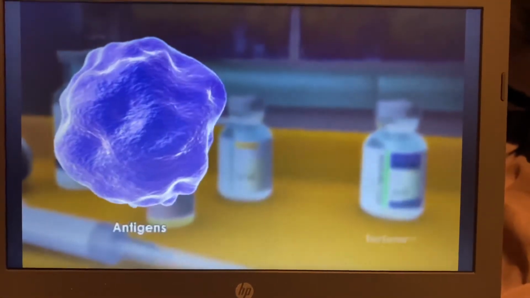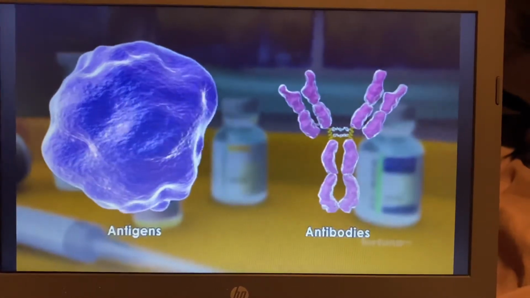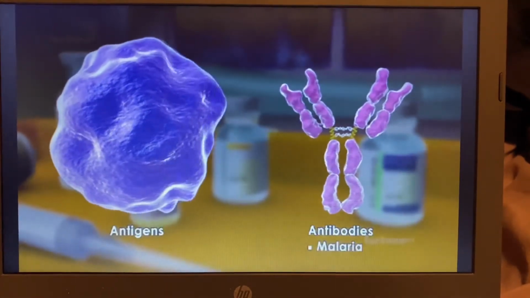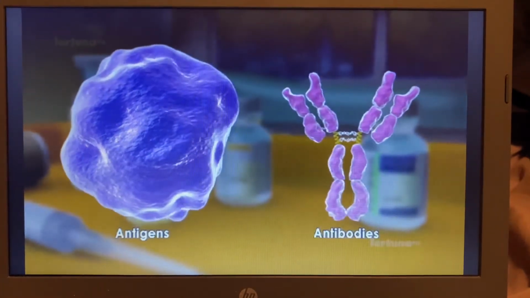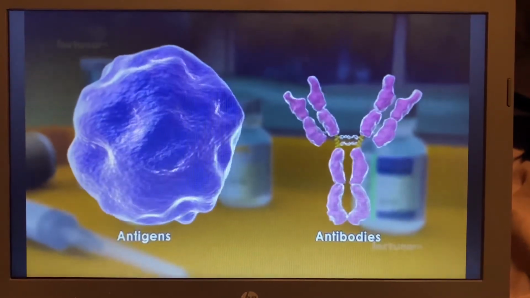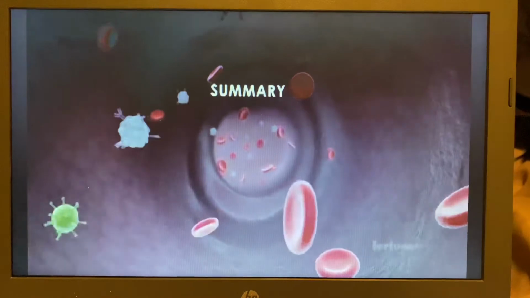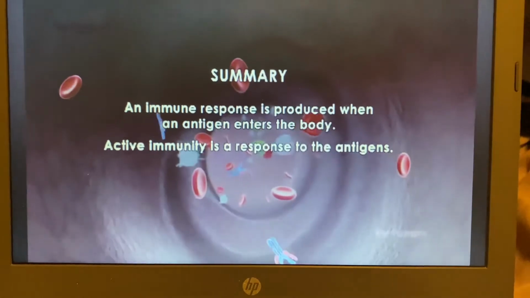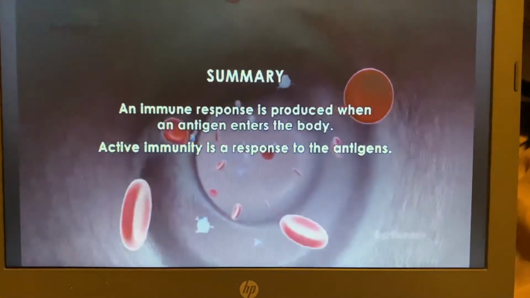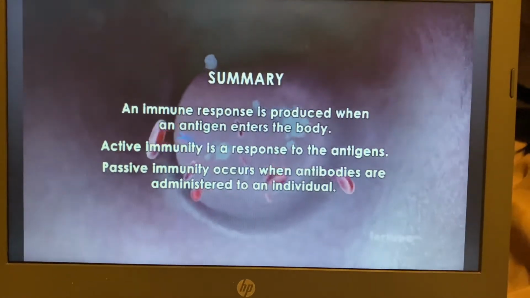Vaccines are antigens, but sometimes antibodies are administered directly to fight infections or prevent diseases such as malaria and rabies. The administration of antibodies is referred to as passive artificial immunity. And, like passive immunity, it only lasts for a short time. Summary. An immune response is produced when an antigen enters the body. Active immunity is a response to the antigens. Passive immunity occurs when antibodies are administered to an individual.